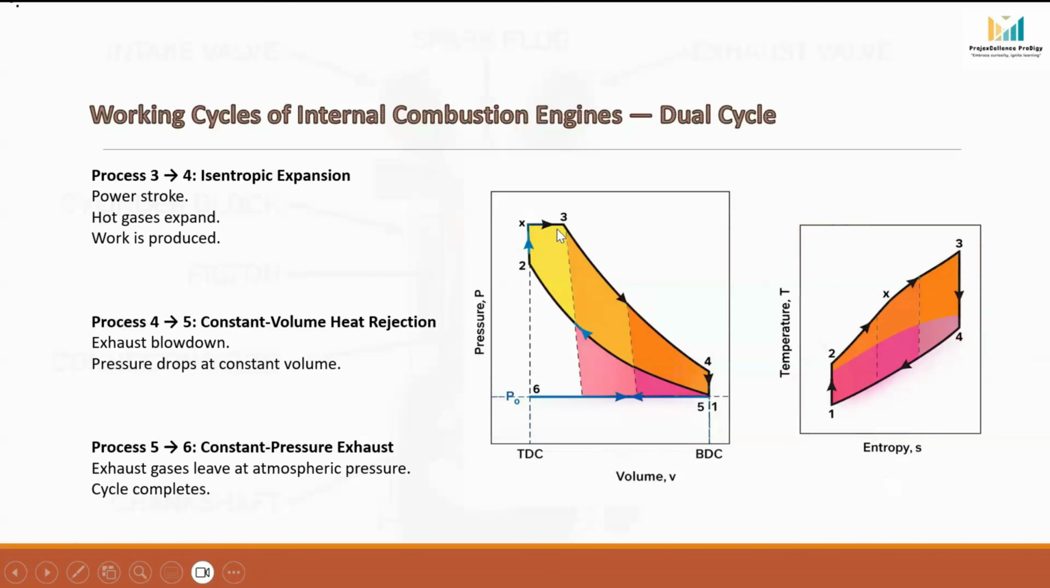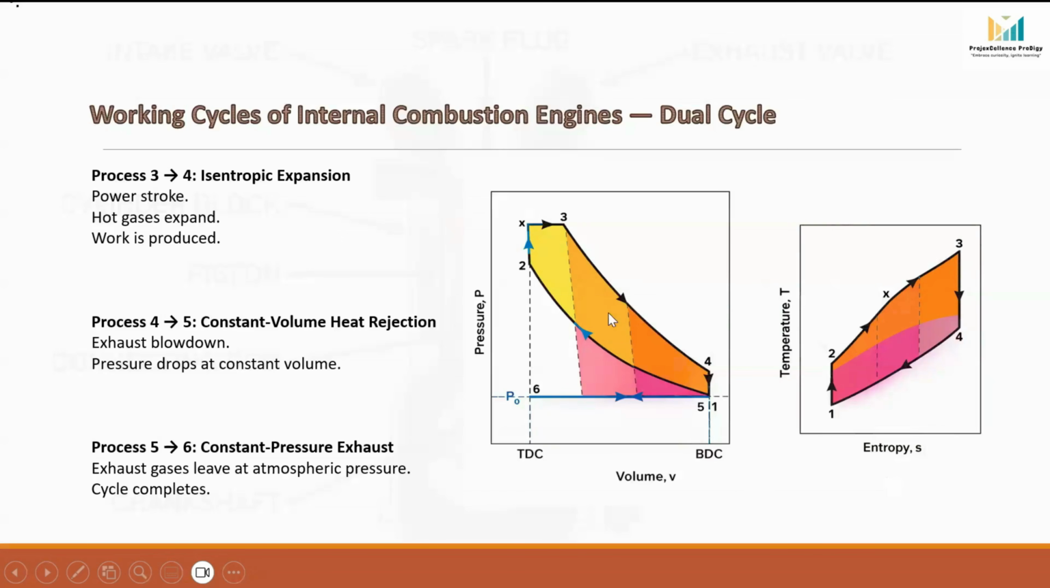Then from x to 3, heat is added at constant pressure. Here, entropy increases further and temperature continues to rise. This part behaves like the diesel cycle because heat is added at constant pressure.